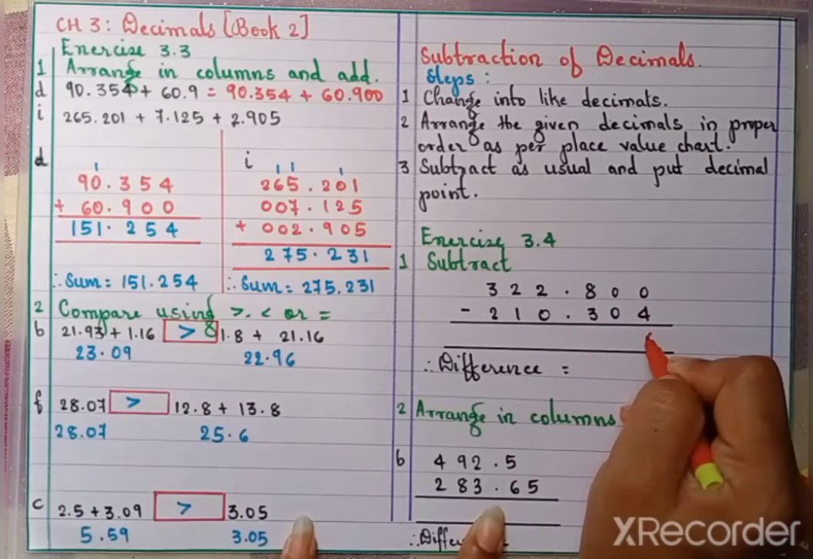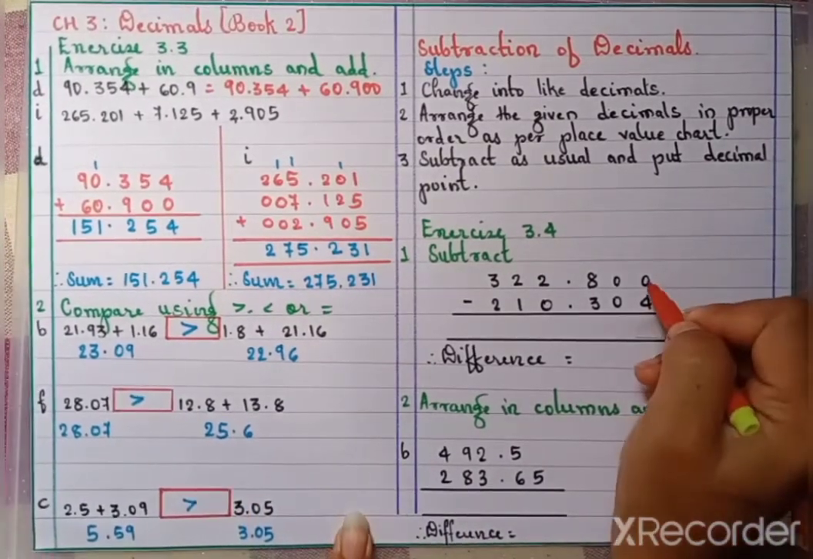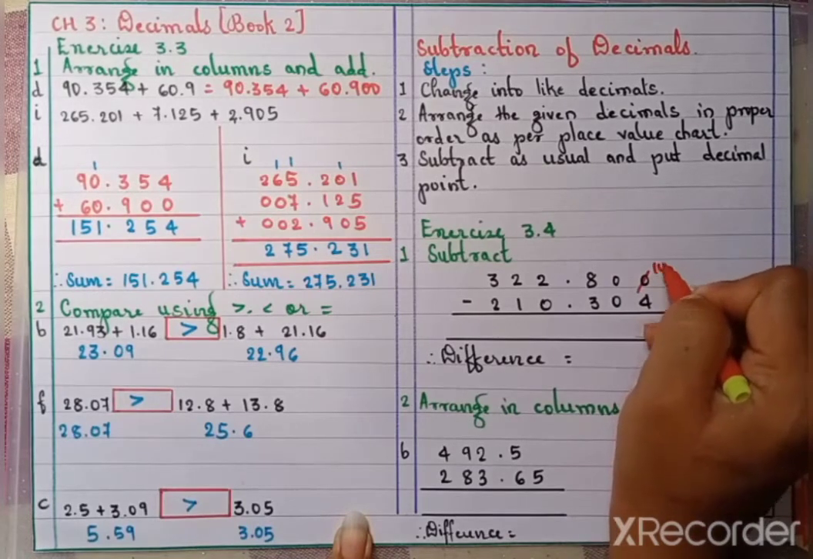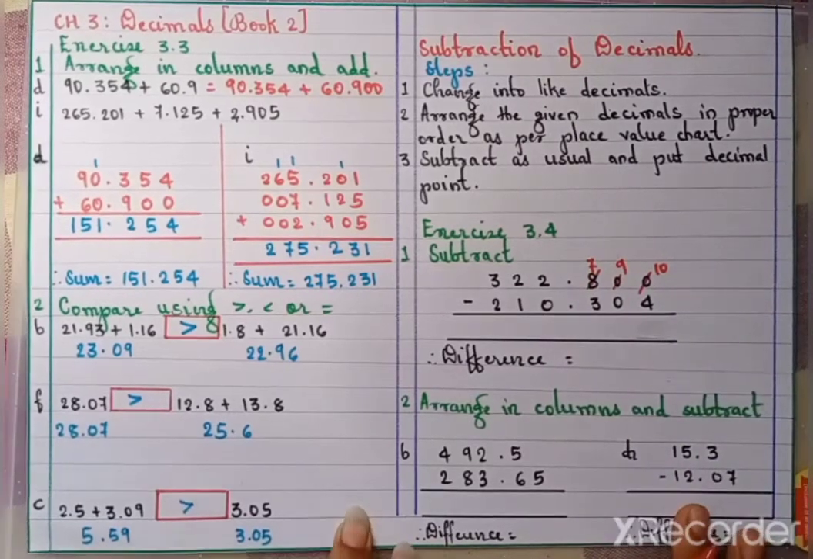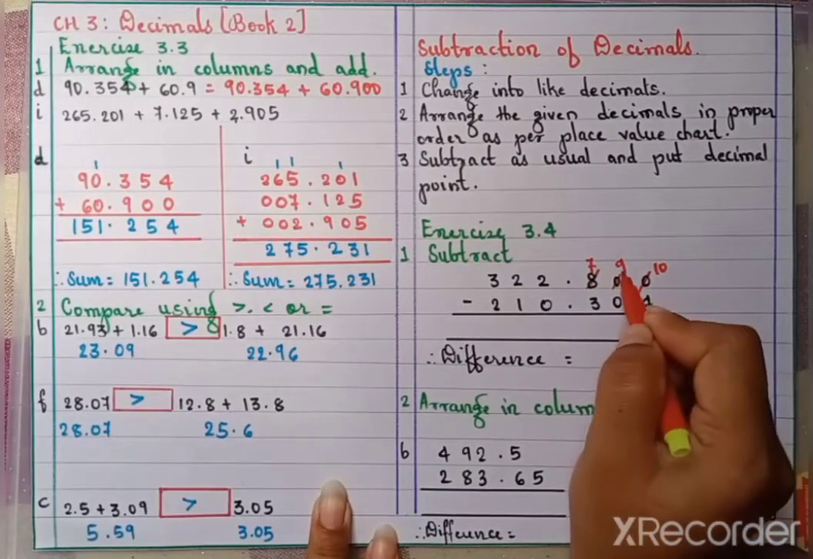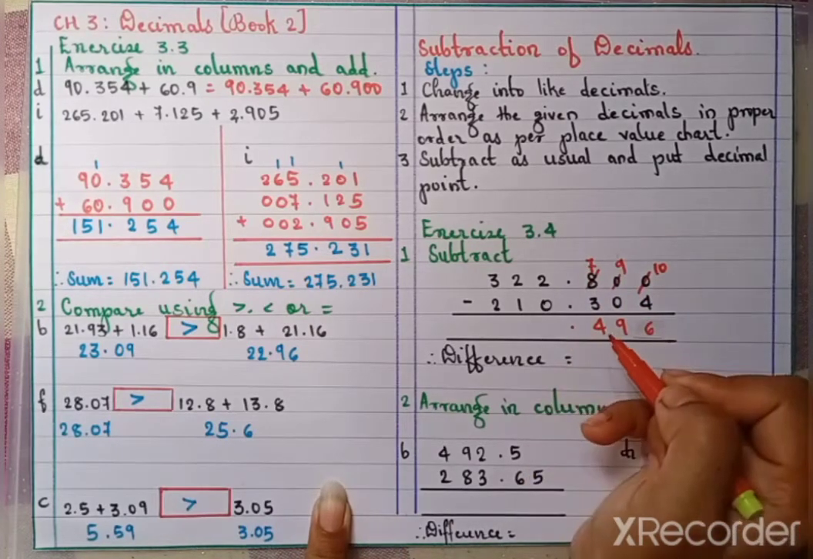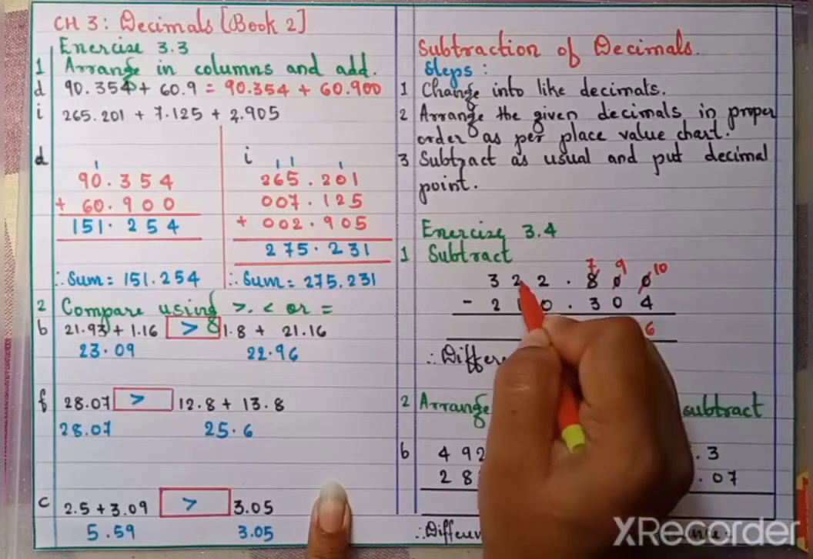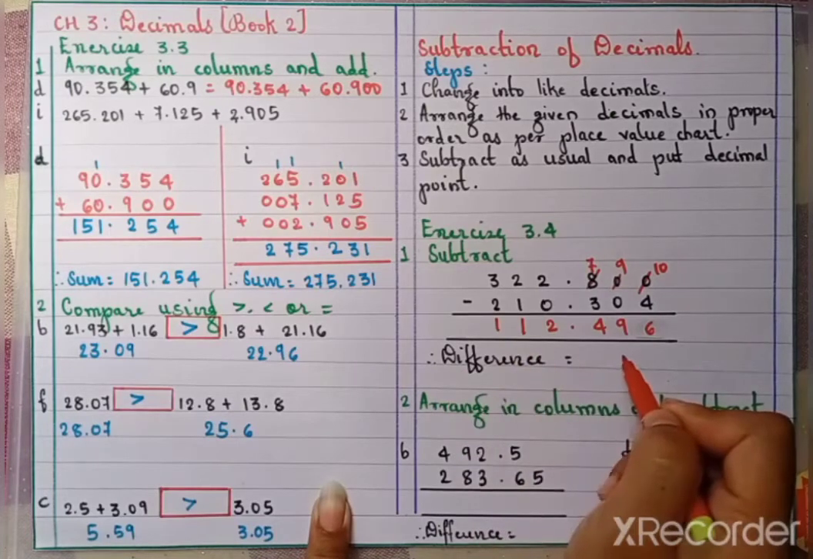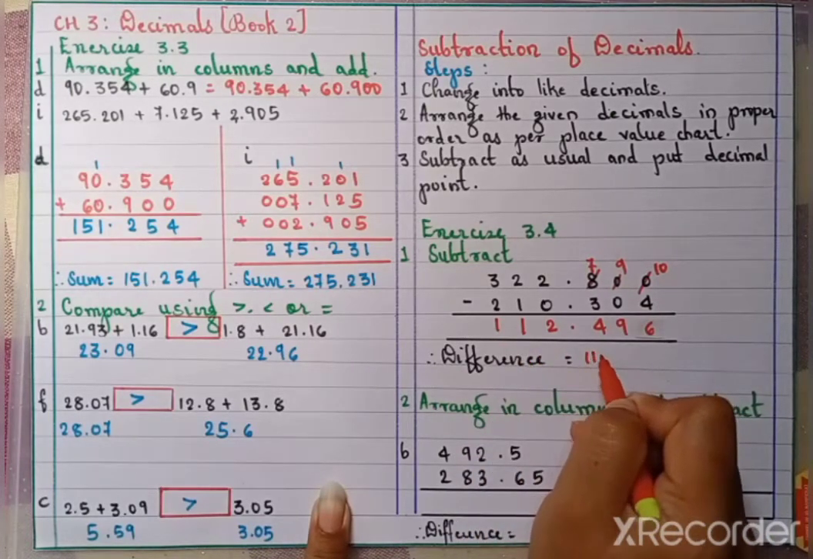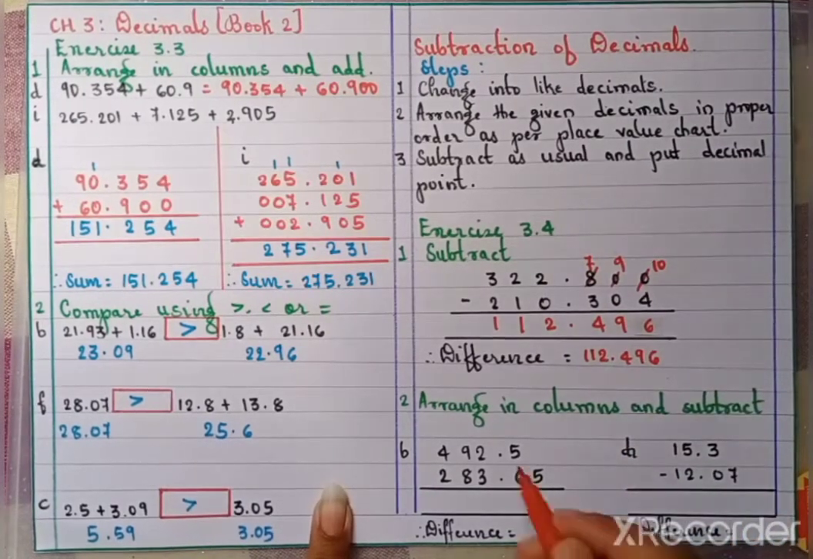So from 0, 4 doesn't go, so we have to take carry. It will become 10. This will become 9. This will become 7. So from 10, 4 goes out, remains 6. From 9, 0 goes out, remains 9. From 7, 3 goes out, remains 4. Put the decimal point. From 2, 0 goes out, remains 2. From 2, 1 goes out, remains 1. From 3, 2 goes out, remains 1. Therefore, the difference obtained is 112.496.